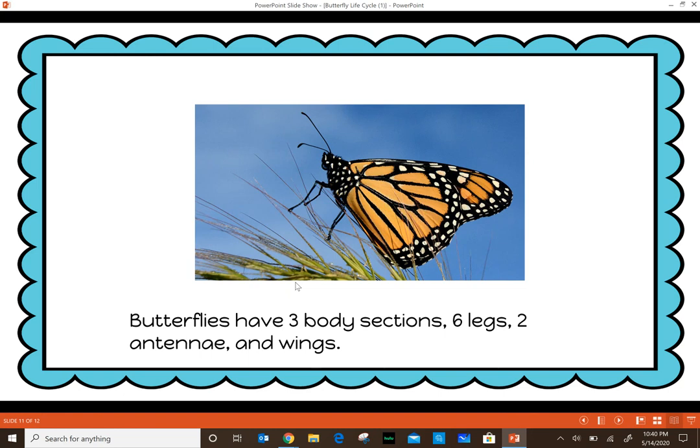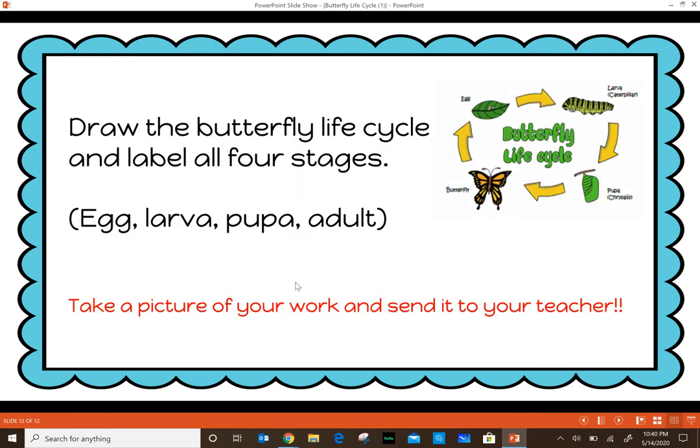So now that we've talked about the butterfly life cycle, on your learning board, your task is going to be to draw the butterfly life cycle and label all 4 stages. So you're going to have to draw this life cycle. And you're going to have to label all the 4 stages we just talked about. The first stage, which is the egg stage. The second stage, which is the larva stage. The third stage, which is the pupa stage. And the 4th stage, which is the adult stage.